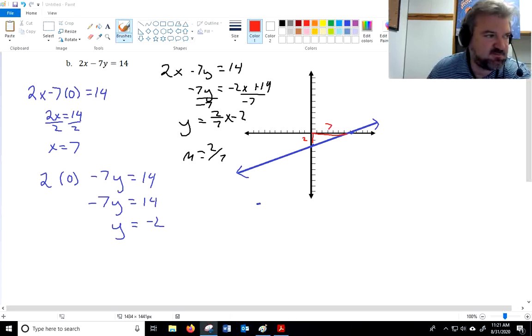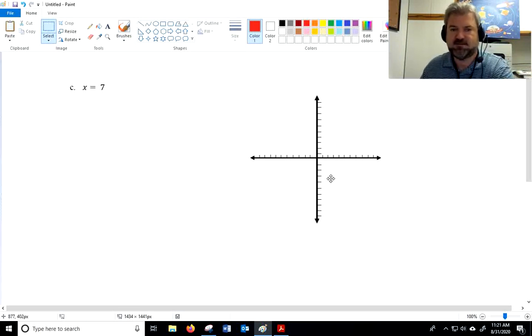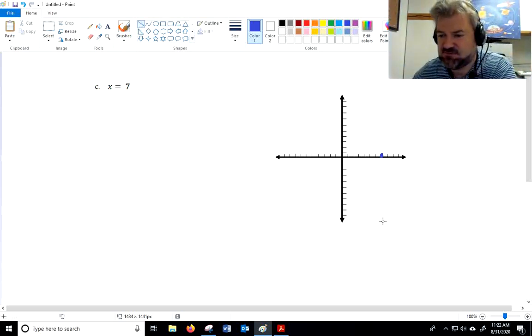Okay, got another example before you get to show what you got. x equals 7 is a vertical line through 7. So if we think about it, the x-intercept is clearly 7, right? 1, 2, 3, 4, 5, 6, 7. That's clearly the x-intercept. But there's no y value at all, so it has no y-intercept. And the only way you could be a line that has no y-intercept is to just be a vertical line.